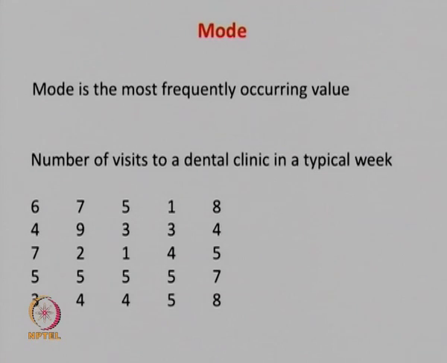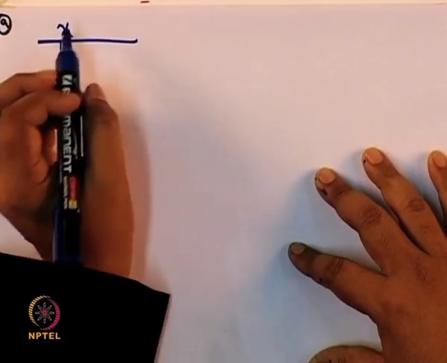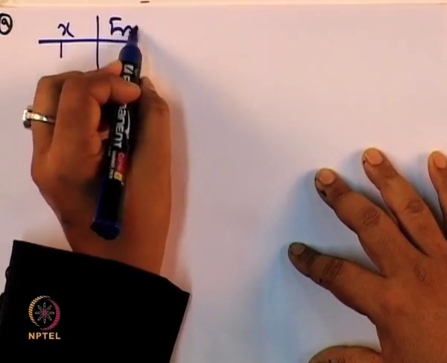This is called the mode, the most frequently occurring value. Okay. So, in our case, let us say for example, this is a data set of number of visits to a dental clinic in a typical week, and we can see which is the most frequently occurring value. So, let us tabulate again. I have my x and I have my frequency.